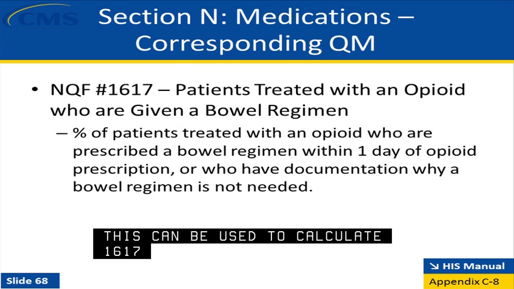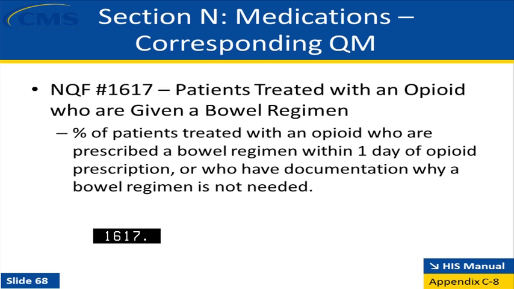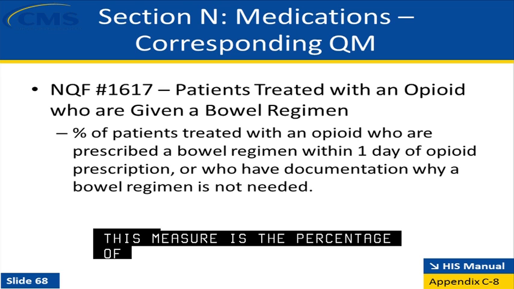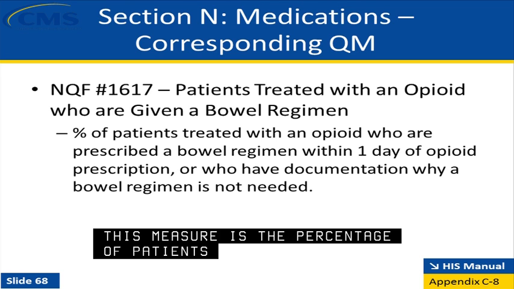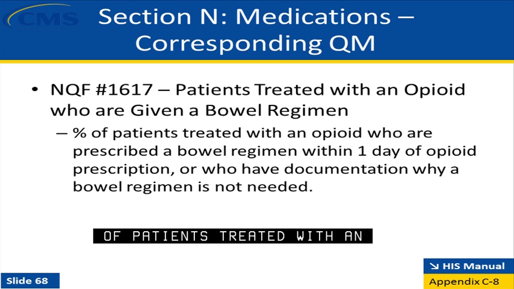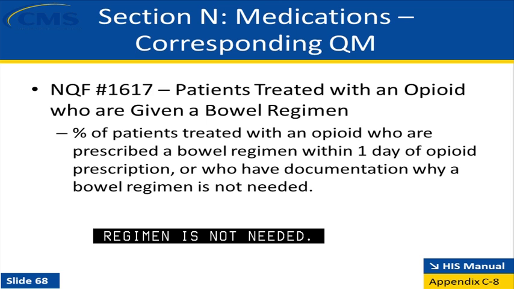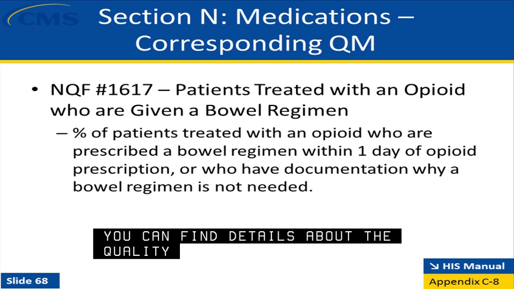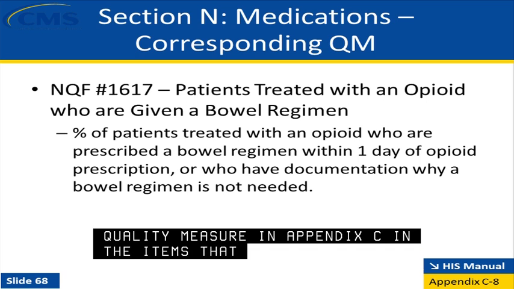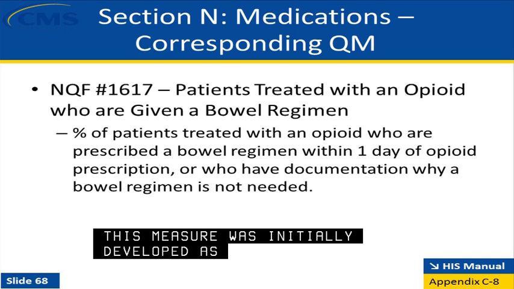and the NQF measure 1617 is the percentage of patients treated with an opioid who are prescribed a bowel regimen or who have documentation why a bowel regimen is not needed. You can find details about the quality measure in Appendix C in the Hospice Item Set Manual on page 8. And this measure was initially developed as part of the ACOVE measure set and then was endorsed by NQF in 2012 for use in hospice.